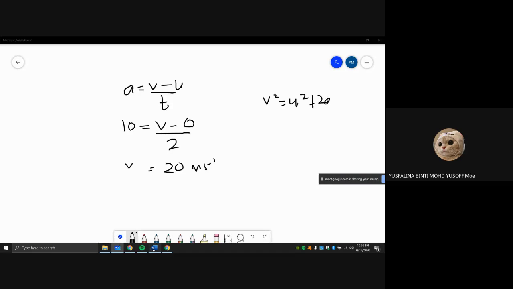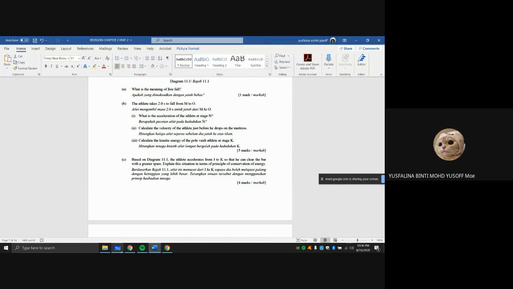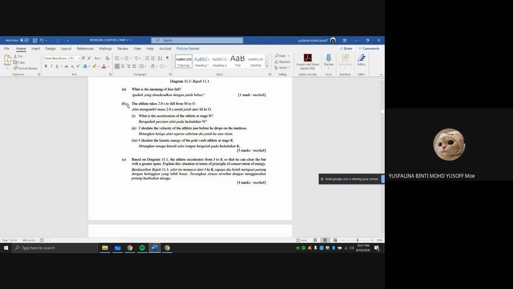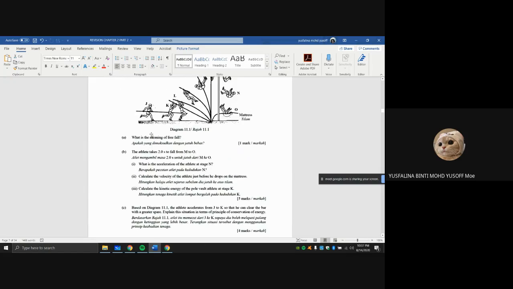The next one asks you to find the kinetic energy. So the kinetic energy is half mv squared. The mass is 65. The velocity we already calculated, 20. So the kinetic energy should be 12,400 joule. So this is the answer for the B3 part.